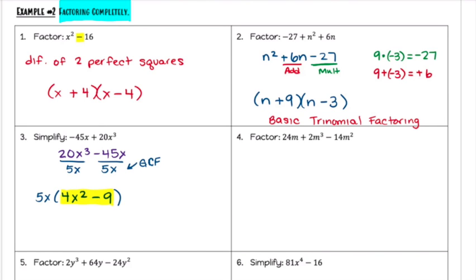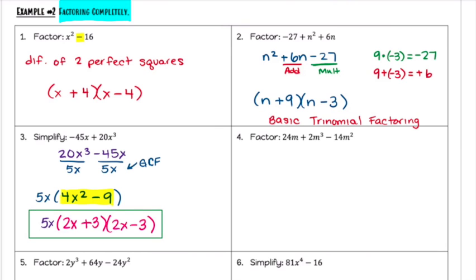Can I keep going? So I can. This is a difference of two perfect squares. Again, there's a difference in there. So 4x squared can be broken up as 2x and 2x. 9 can be broken up as positive 3 and negative 3. And I must always remember to take that GCF and write it in front. So this would be us factoring completely. Factoring completely normally means that you will take multiple steps to factor.